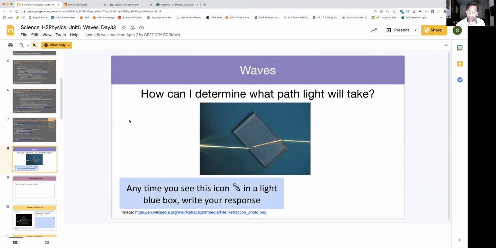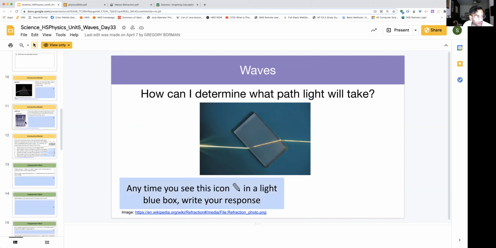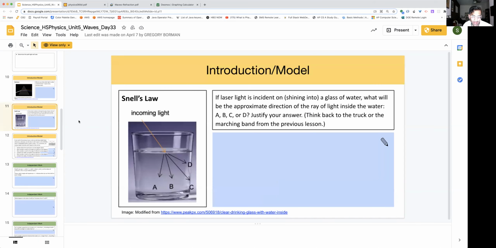And that's because whatever type of material that glass is, it affects the light waves. It changes the direction of the light. We're going to explore that. And the way that we make sense of this mathematically is through something called Snell's law. And Snell's law, they're going to go over it in this lesson.